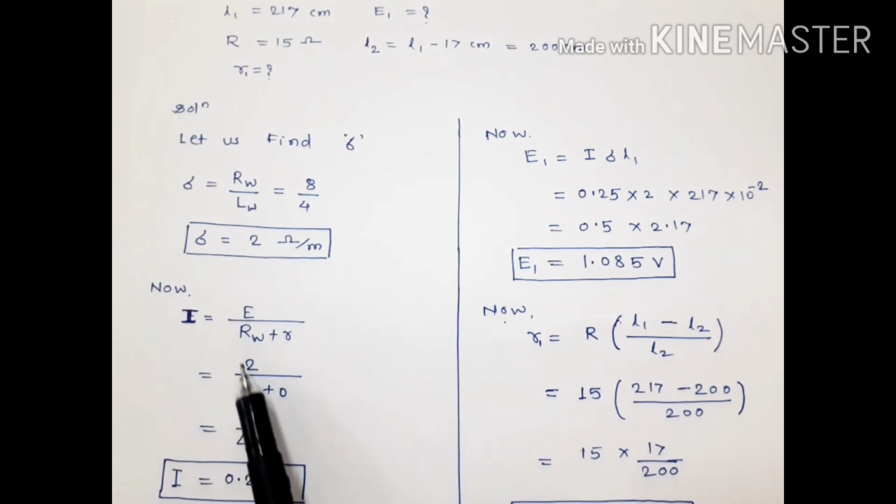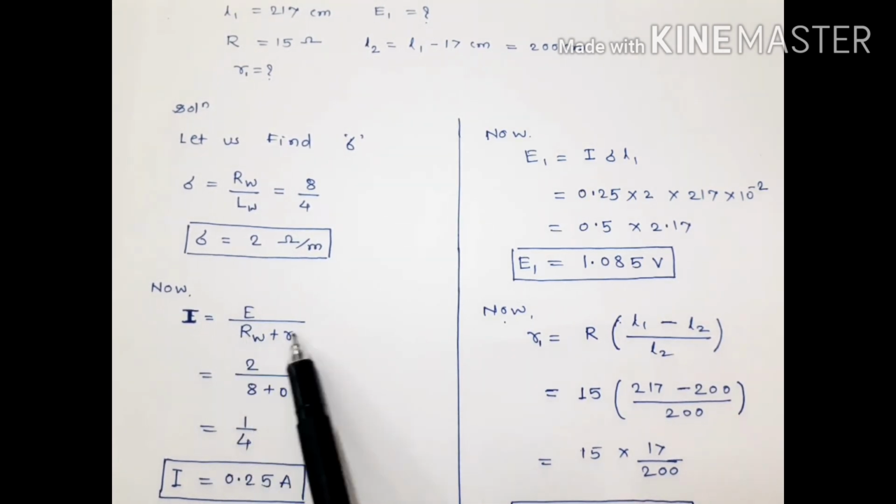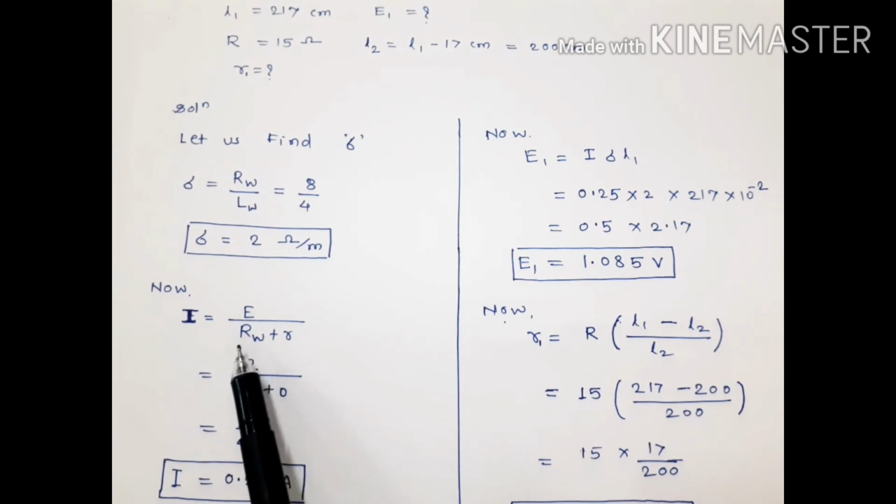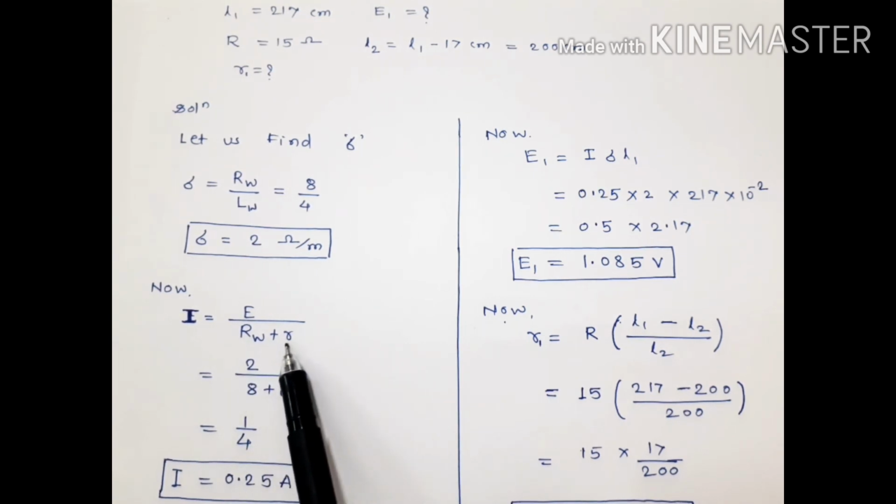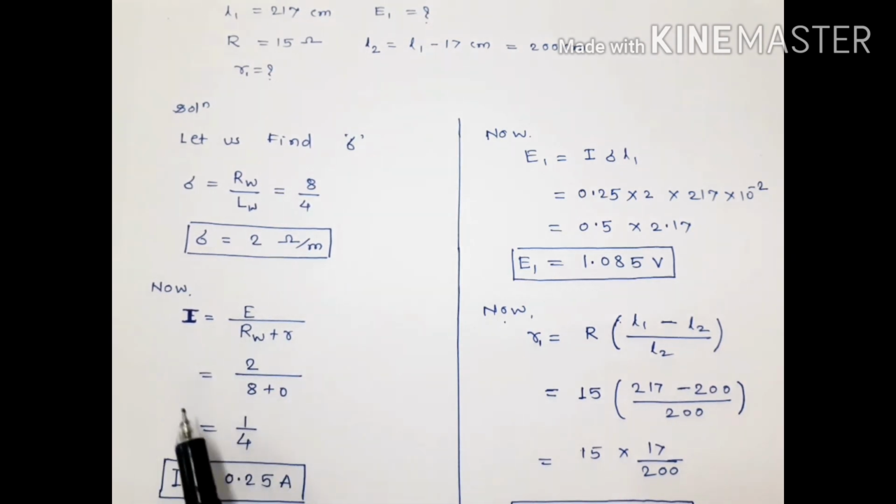Now let us calculate the current drawn from the driver cell. Current is equal to EMF of the driver cell divided by the total resistance, means resistance of the wire plus internal resistance of that driver cell. Therefore current is equal to 2 divided by 8 plus 0. By solving this step, we get current is equal to 1 by 4, which is 0.25 ampere. Thus current is equal to 0.25 ampere.